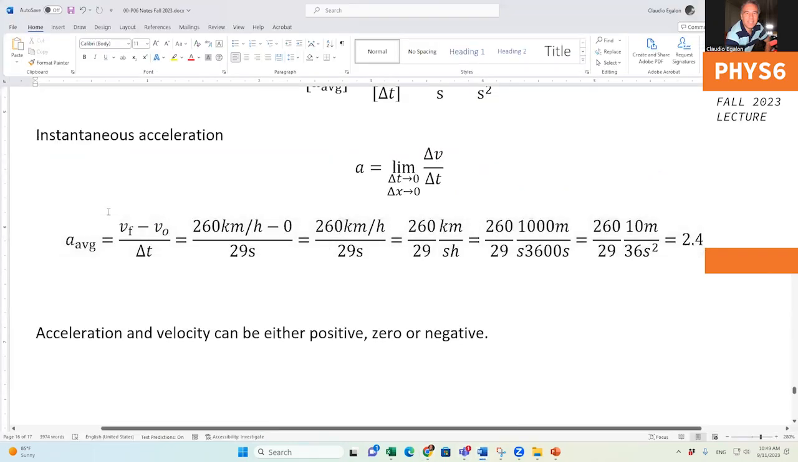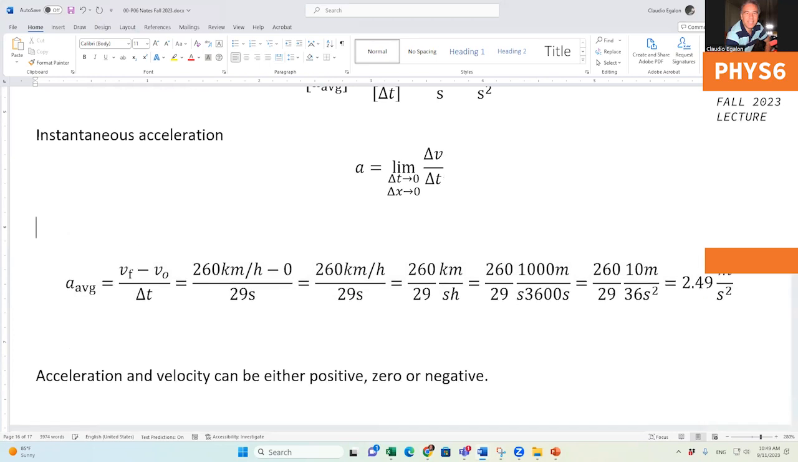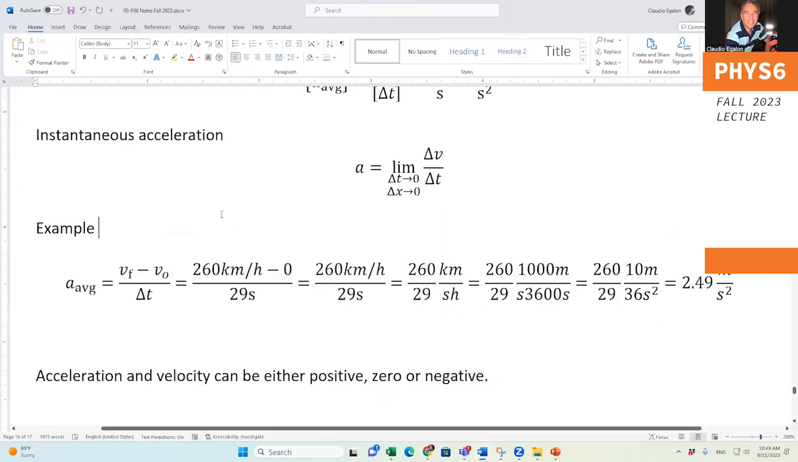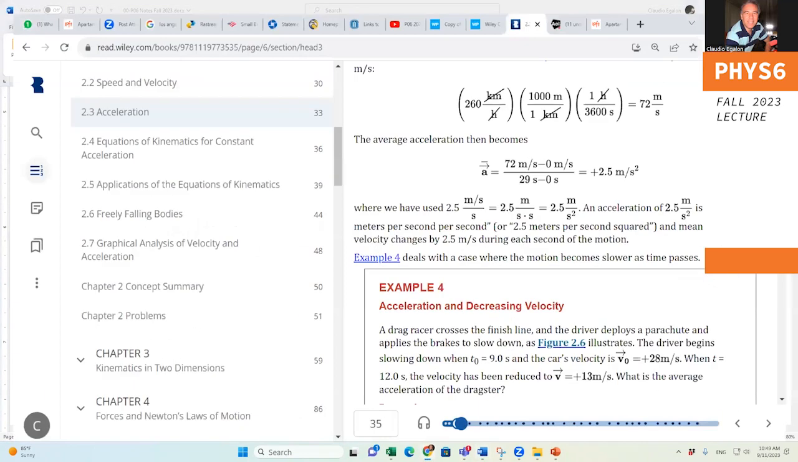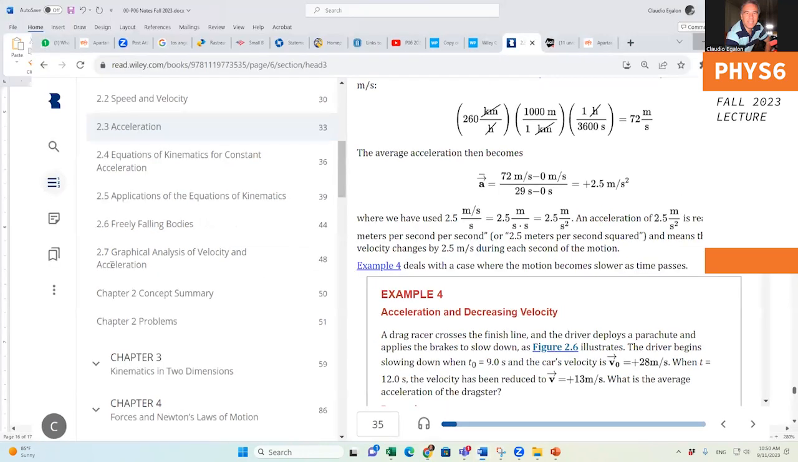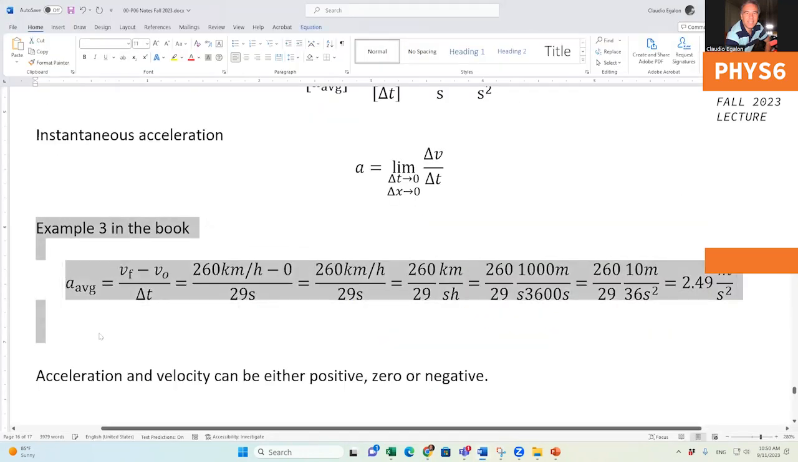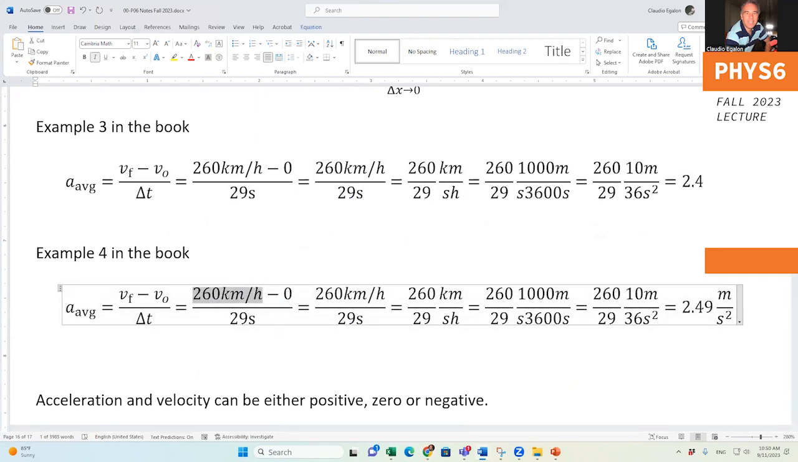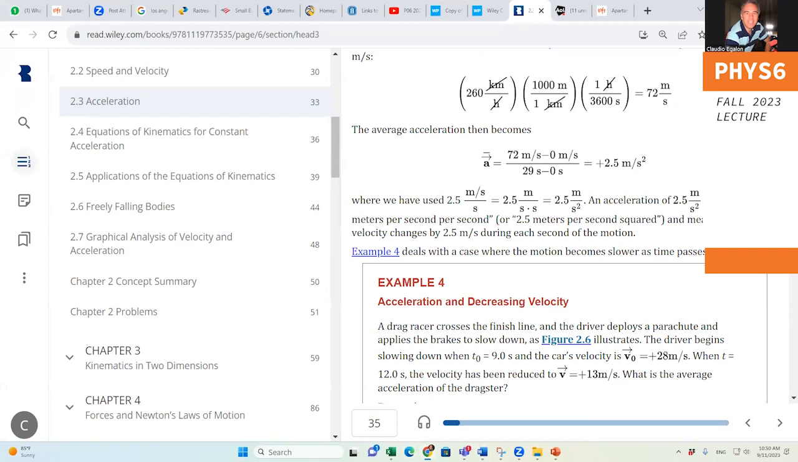Okay, I'm going to write that down here. Example 3, right? The other one was example 3 in the book. This one here, example 4 in the book. Okay, average, is that 13 meters per second. Take a look. Yeah, 13 meters per second.